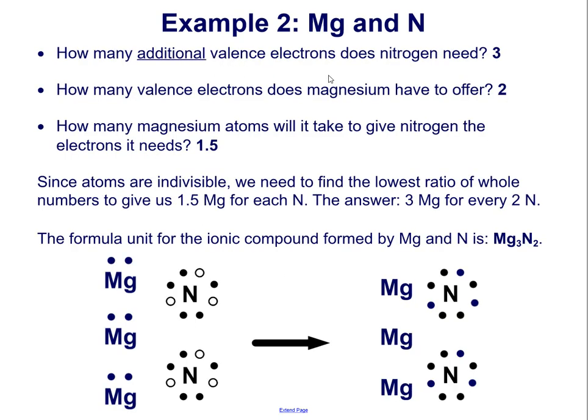How many additional valence electrons does nitrogen need? It starts with 5 valence electrons. To reach 8, it needs 3 more. How many valence electrons does magnesium have to offer? It has 2 valence electrons.